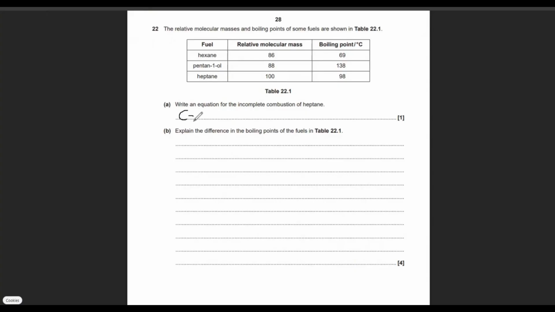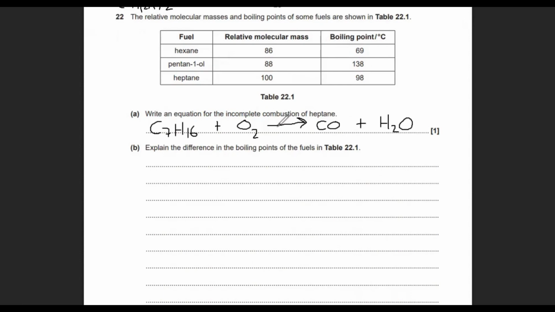Okay, so we know we're dealing with heptane here, so we want to write C7H16. Now, why do we know it's H16? You should remember the general formula for alkanes: CnH2n+2. Once you know that, you can easily work out the formula of an alkane. And of course, it said incomplete combustion. So we're going to need some oxygen, even though it's incomplete. Now, do we form carbon monoxide or carbon dioxide? Well, we form carbon monoxide when it's incomplete combustion, and we form water. Now, I think technically on the mark scheme, I might be allowed to just write solid carbon soot.